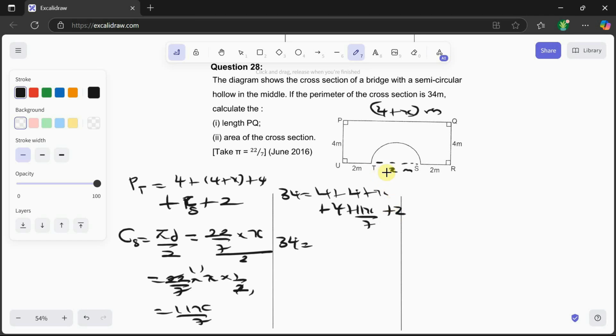Okay, so this is not complete. There's another 2. So if I'm to complete it, 4 plus x plus 4 plus 2.